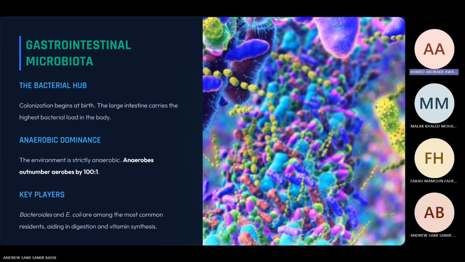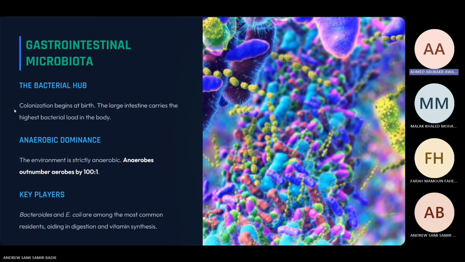That's why we can say that there are a lot more anaerobic bacteria than aerobic bacteria, because in that environment there is no oxygen. What are the star players in this microbiota? We have E. coli and Bacteroides. So yes, E. coli are harmless, and they can help us digest food and make vitamins, important vitamins for our diet.